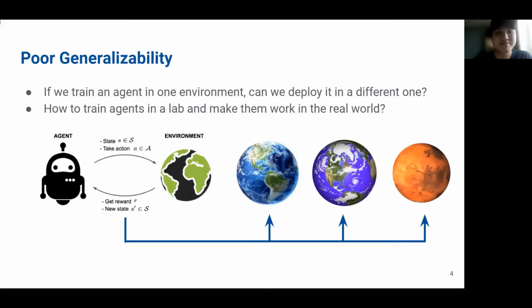The second problem is poor generalizability. If we train an agent in one environment, can we deploy it in a different one? A more practical question could be how to train agents in a laboratory setting and then make them work in the real world.